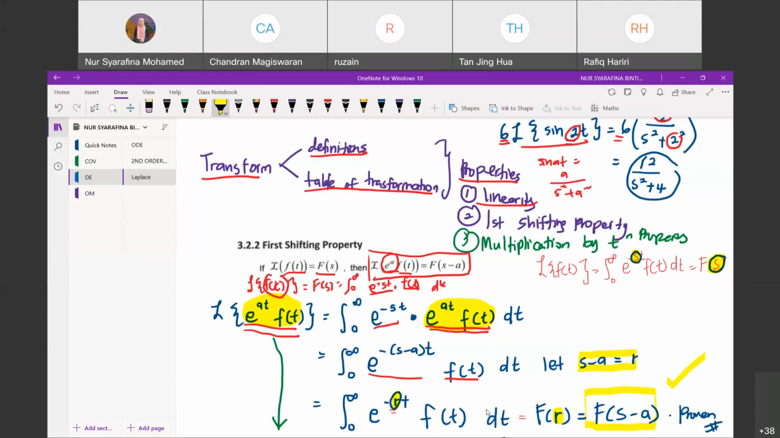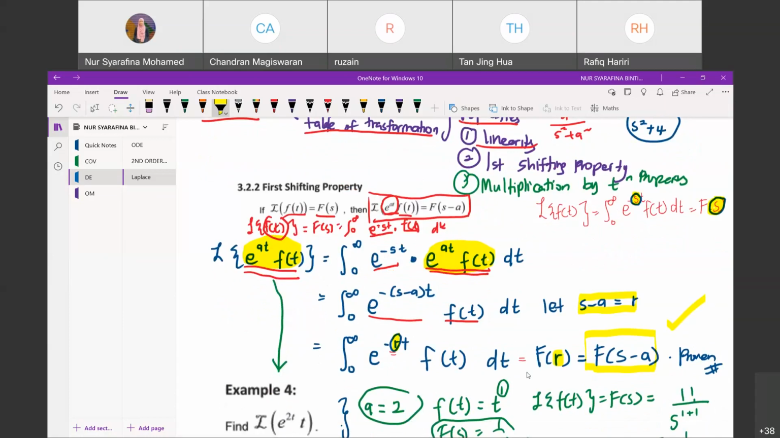Anyone has question? Okay, so this is the proving process of where this F(s minus a) comes from. Now how can we apply this property to solve a problem of transformation? Let's try.